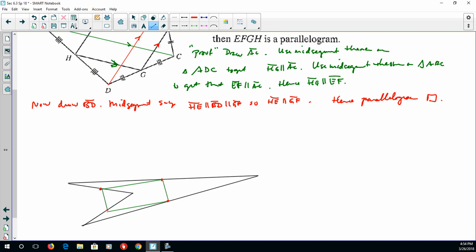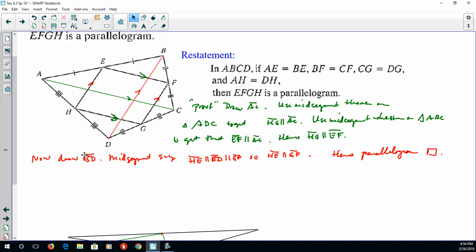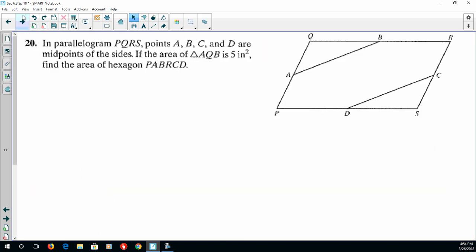Okay, let's do two more problems, one more computation and then one more proof here. In parallelogram PQRS, A, B, C, and D are midpoints of the sides. So I know that this and that are the same. Now, since the opposite sides are congruent here, it's a parallelogram. I know that this and these are the same as those. This and this are the same, this and this are the same, as are these two.